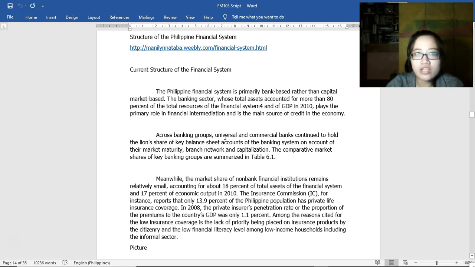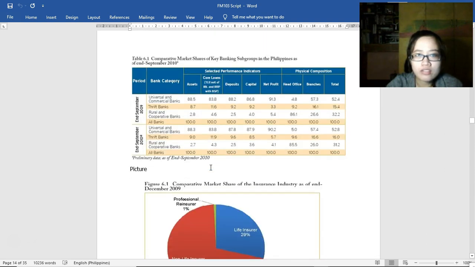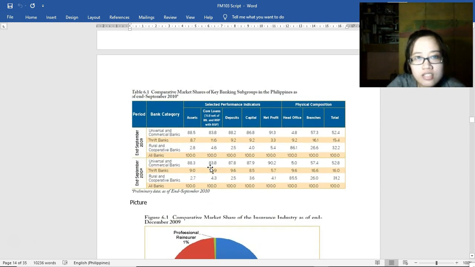So across banking groups, universal and commercial banks continued to hold the lion's share of key balance sheet accounts of the banking system on account of their market maturity, branch network, and capitalization. The comparative market shares of key banking groups are summarized in Table 6.1. Do we have it? Okay, this is Table 6.1. What do we have here?